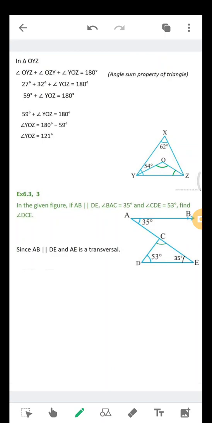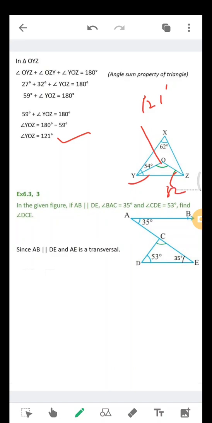You can see here angle O. I am using this triangle, students, triangle OYZ. In triangle OYZ, angle OYZ plus OZY plus YOZ, all three angles add up to 180 degrees. We already know these two angles. This is 27 and this is 32. So YOZ is equal to 180 minus 59, that will be 121 degrees. We have got finally YOZ. So this is 121 and this is 32. So we have got the required angles.